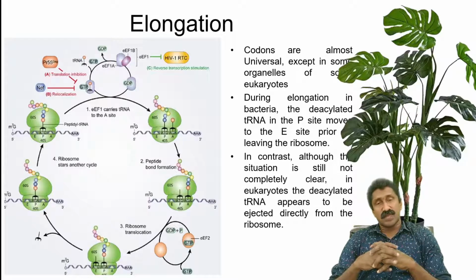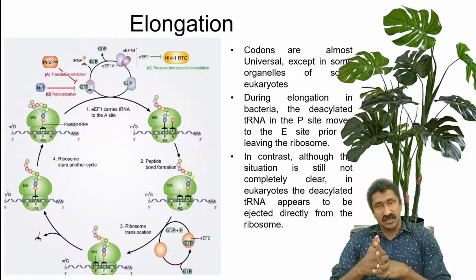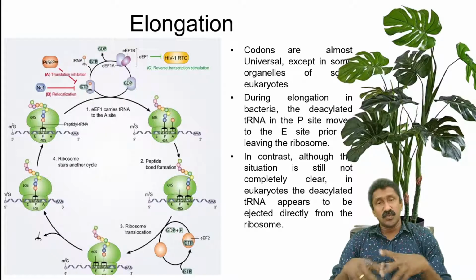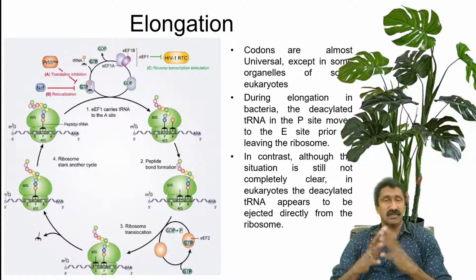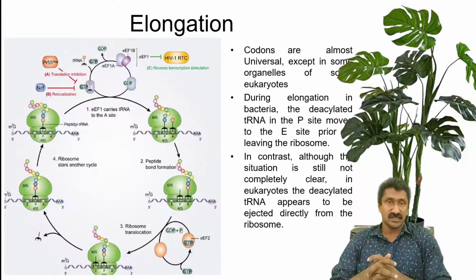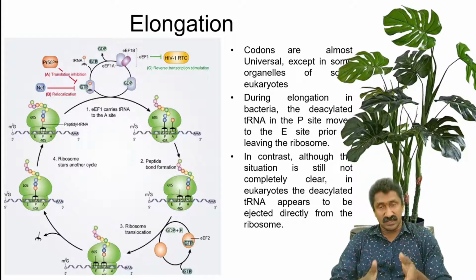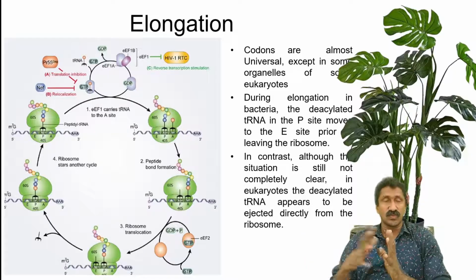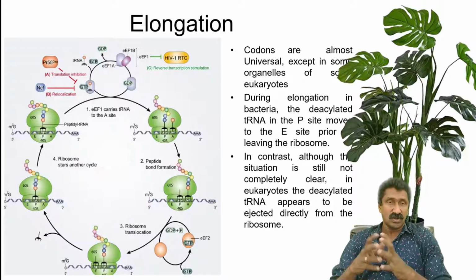Then during the elongation in bacteria, the deacylated tRNA in the P site moves to the E site prior to leaving the ribosome. That's the usual occurrence in bacteria. So the contents of the P site will be moving to the E site before leaving the ribosome. That's the normal phenomenon in a bacterial system. But in contrast, in the eukaryotic system, it is not sure. Of course, we mark an E site or exit site there, and the contents of the P site are supposed to move to the E site before exit, but it is not very clear.